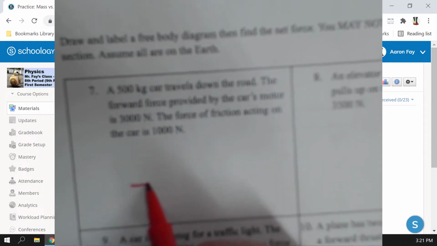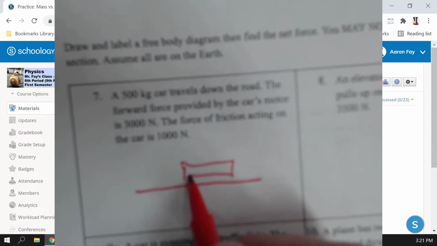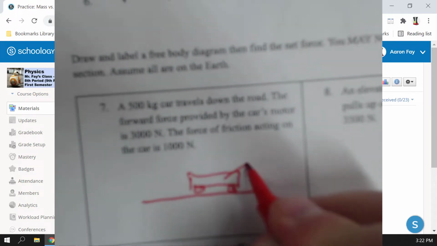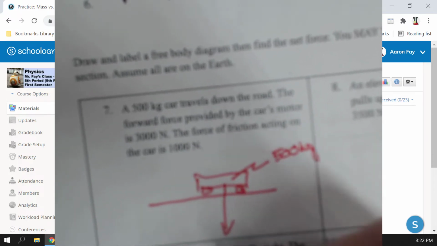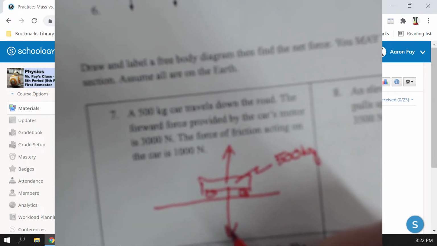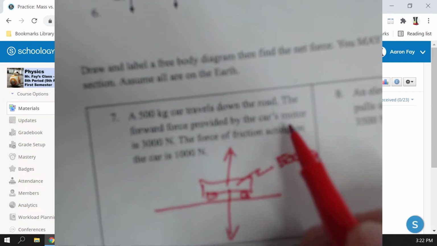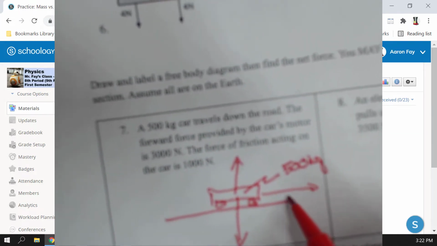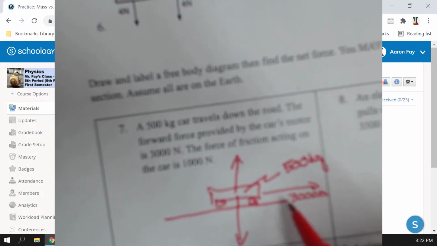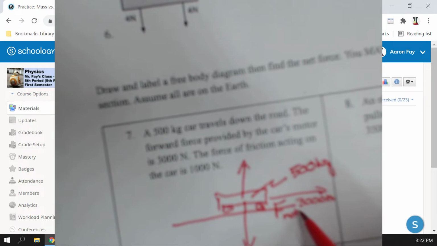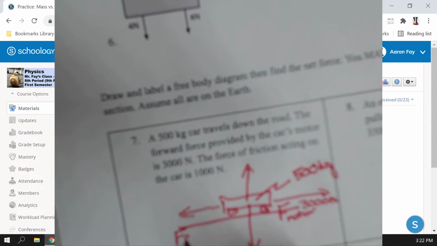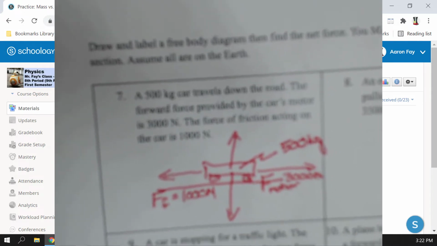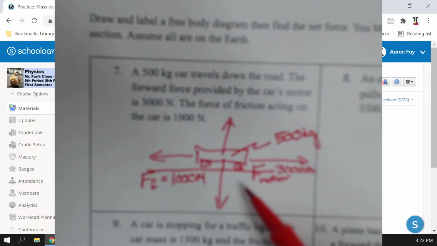So a 500 kilogram car. Here's a car, and we know that this car has 500 kilograms, but I want to figure out the force due to gravity and the force normal. The forward force provided by the car's motor is 3,000 Newtons. Force motor. And the force of friction acting on the car, force of friction, is 1,000 Newtons. And now, can I do a net force in both directions?